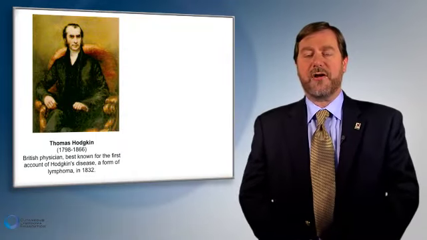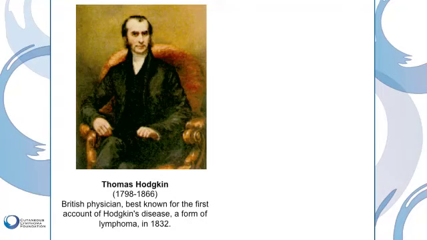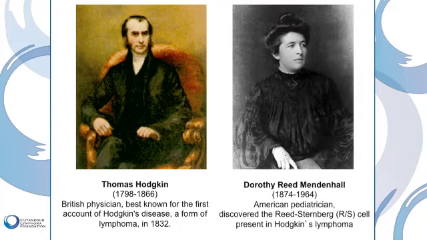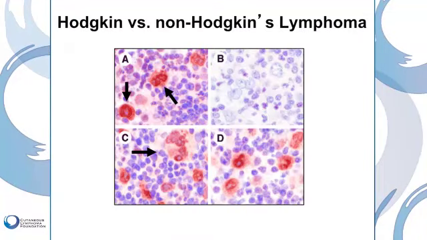The beginning of the terminology in lymphoma goes back to this physician, Thomas Hodgkin, who was a British physician from the 1800s who discovered and described Hodgkin's lymphoma for the first time. Another physician who made important discoveries in Hodgkin's lymphoma is Dr. Dorothy Reed, an American physician, who discovered the cells that clearly make a specific diagnosis of Hodgkin's. The cells are shown here in the slides with the black arrows.